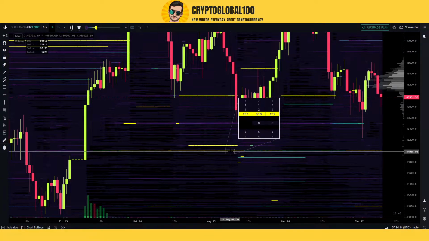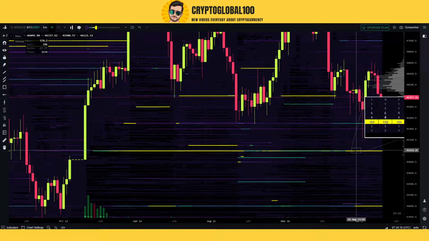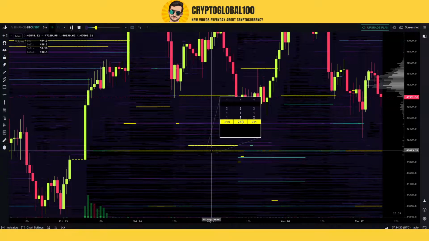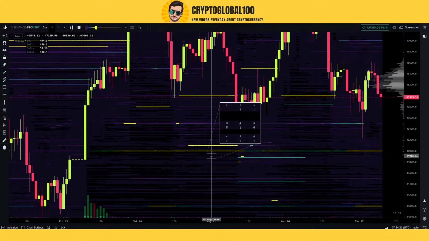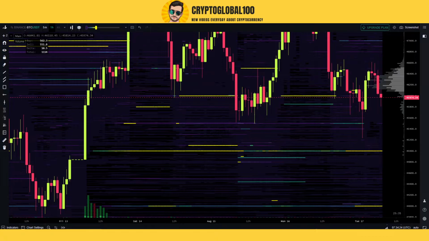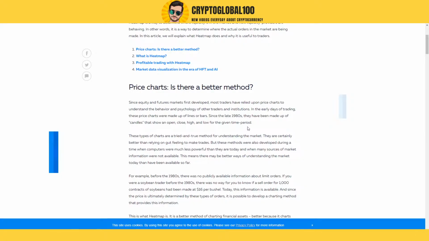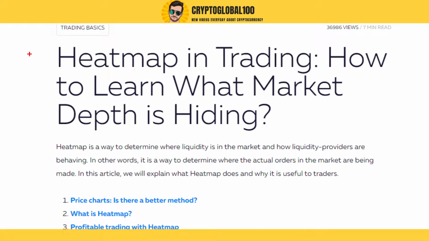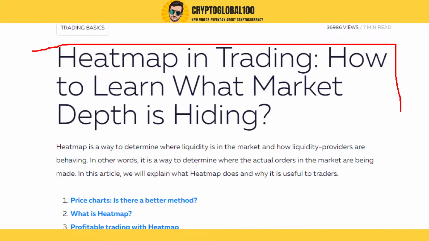And today I come up with an interesting topic. It is a little advanced topic, not for beginners, but beginners can also watch. It's for the advanced traders. So let me show you what is called the heat map. Today we are going to understand how we can trade using the heat map.